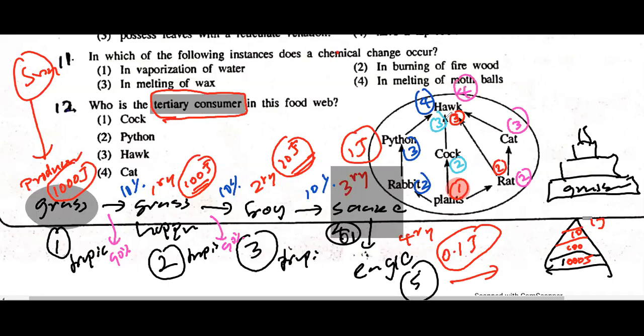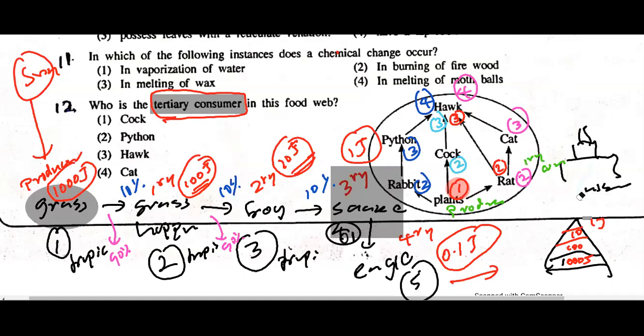The fourth one, you get only 2 instances of the fourth one. Fourth means what? Fourth trophic level. That means what? Tertiary consumer. Plant is not the consumer. Plant can't be a consumer. Plant is the producer. Then number 2 will be the rat, the primary consumer.